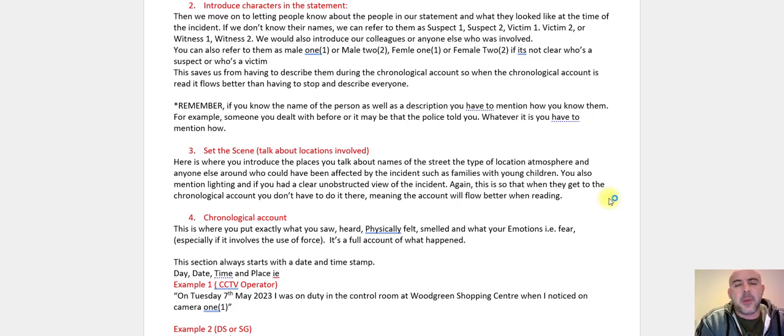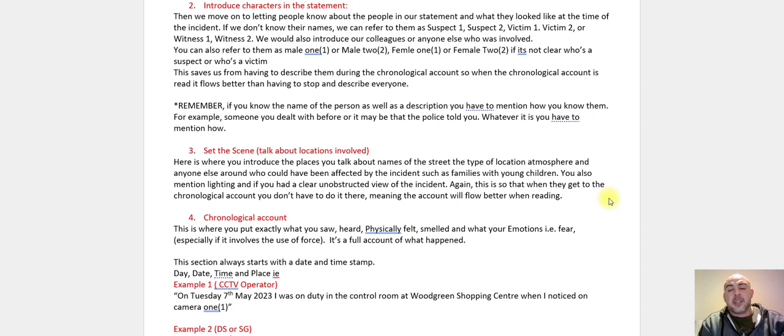So setting the scene. This is where you talk about the locations, which is very similar to introducing the characters. What you're basically doing is you're introducing the scenes. So I've written here, here is where you introduce the places. You talk about the names of the streets, the type of locations, atmosphere, and anyone else around who could have been affected by the incident, such as families with young children. You also mention lighting, and if you had a clear, unobstructed view of the incident.